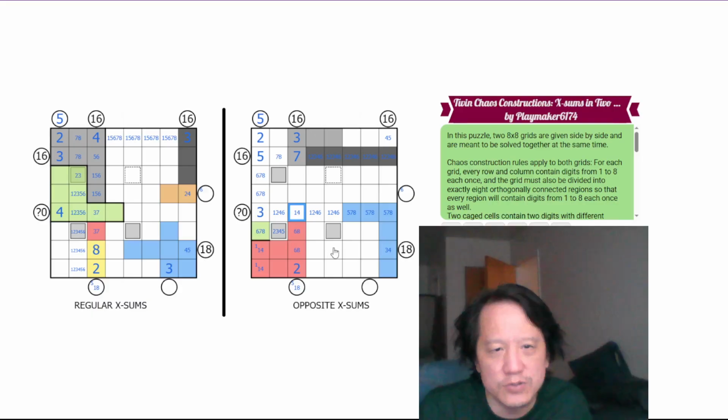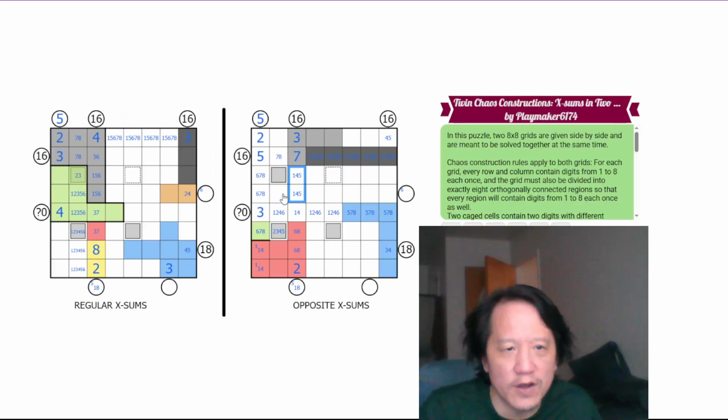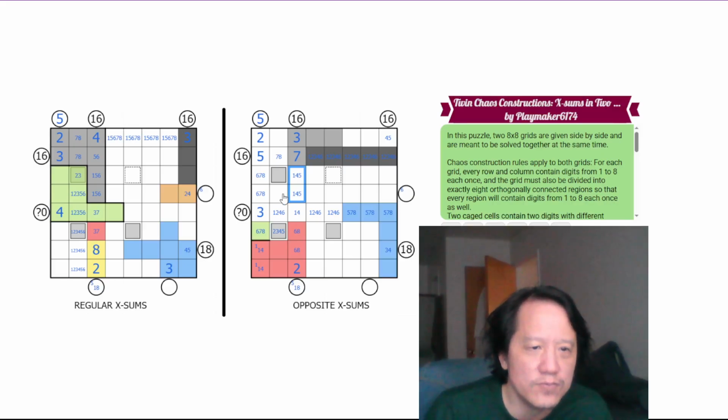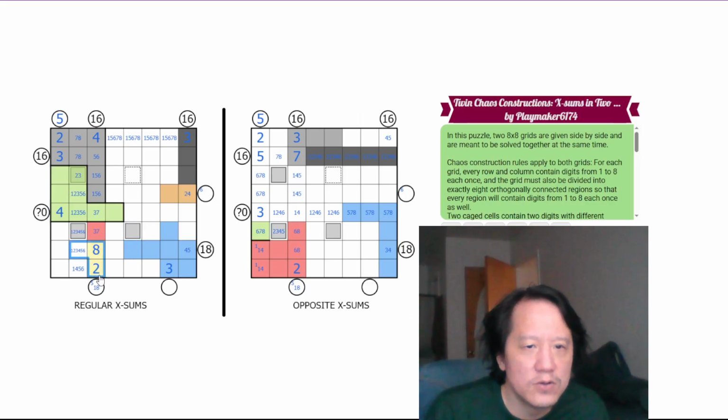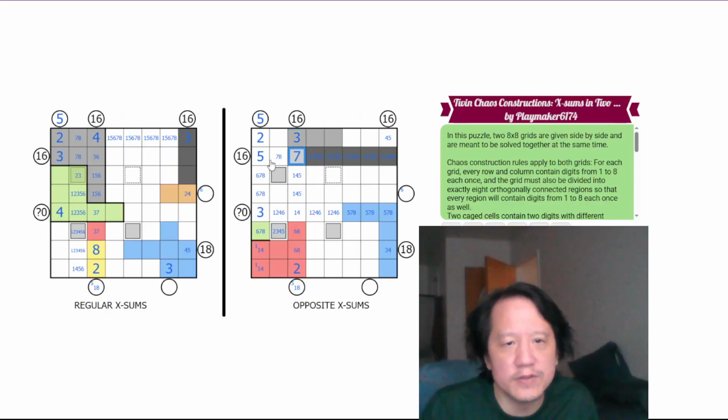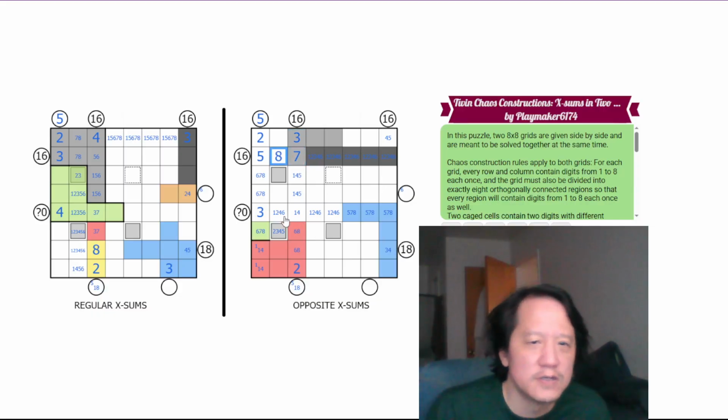Okay, so no 2 or 6 here. This is 6 or 8. That leaves the remaining digits as 1, 4, 5. Two and 3 cannot be here. We have 2, 8, 3, 7. This is 8. I don't know. This is kind of looking like the solution.